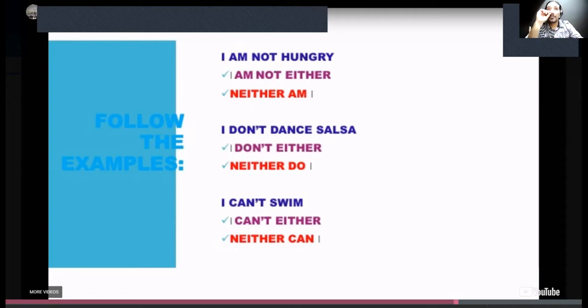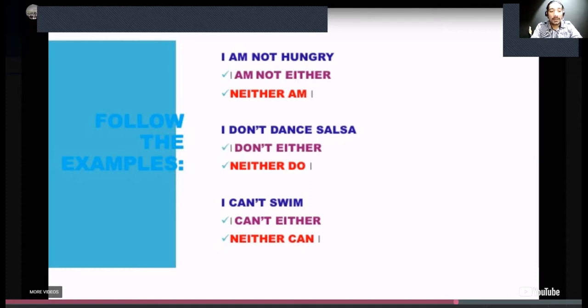Exacto, very good, José. Trata, Juan, trata de traducirlo primero. I am not hungry. Yo no tengo hambre. O más bien, no estoy hambriento. Okay. I am not either. ¿Sería? Yo tampoco. Perfecto, Juan. No dudes. Neither am I. Tampoco yo. Sería. Ahí está. Tampoco yo. Ojo, tampoco yo.